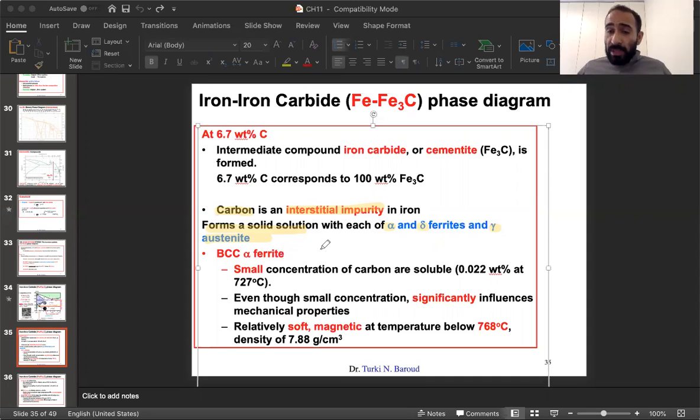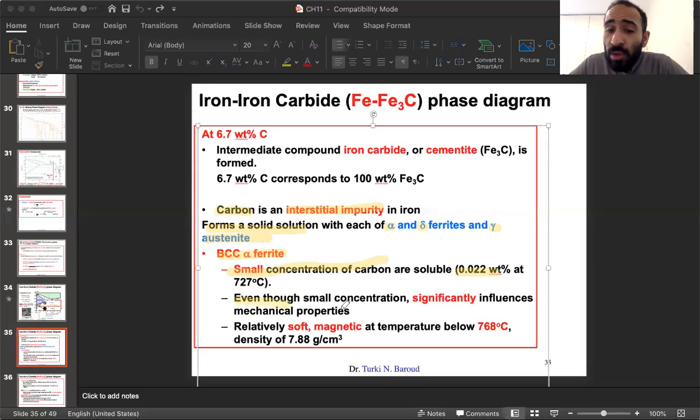Okay. Now notice that in alpha ferrite, BCC alpha ferrite, it can accommodate only a small concentration of carbon. The maximum amount of carbon that you can add to the alpha ferrite is 0.022 weight%. This is the maximum amount of carbon that you can add to the alpha ferrite BCC structure.